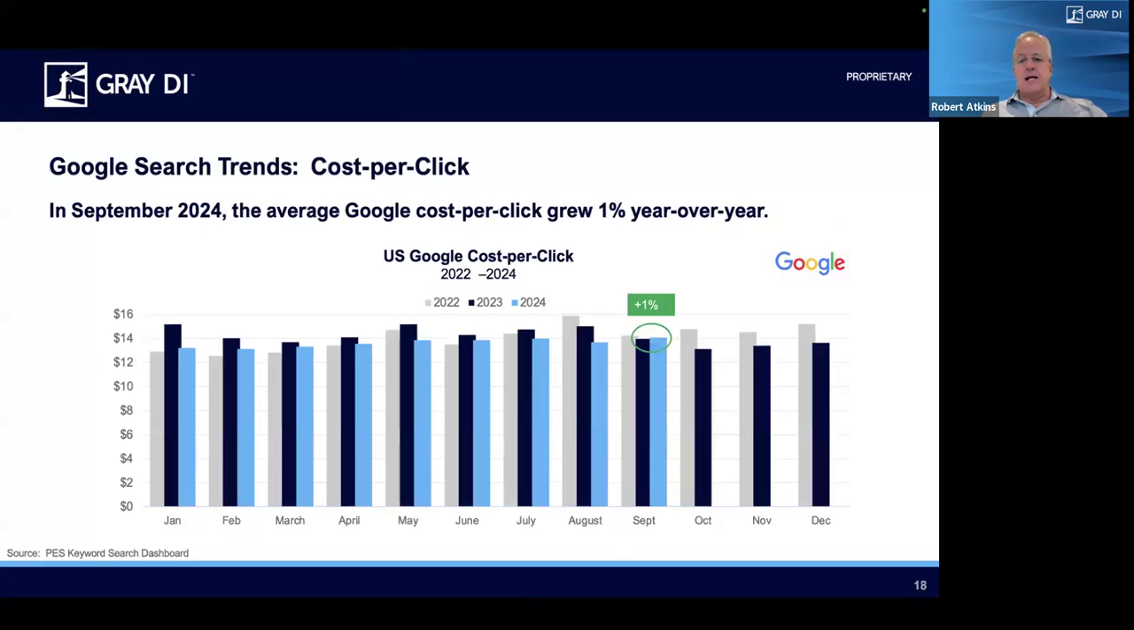Cost per click, not going up much. We're up 1% here, essentially flat month over month and year over year. So that's very good news. Oftentimes when we see those increases in enrollment, we'll also see a spike in competition, and that drives up Google search volumes. Not the case right now.